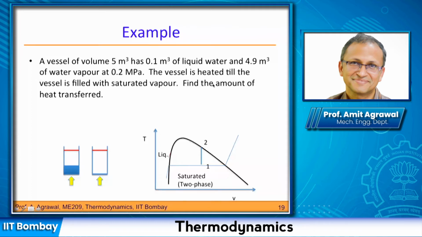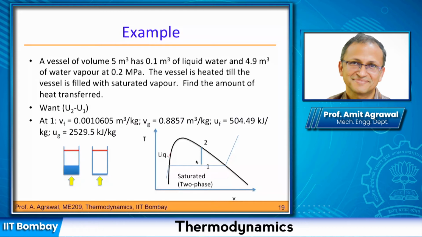Now, what is required is the amount of heat which has been transferred. So what we want is essentially U2 minus U1. And why U? Because again, it's a fixed mass system, and therefore the internal energies are what we are looking at.